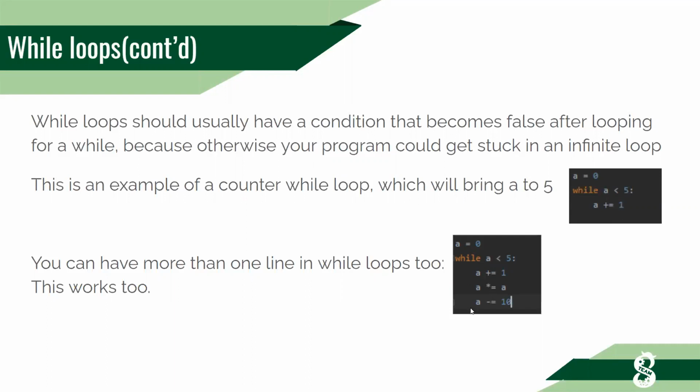Here you can also put more than one line in the code inside of your while loop, so you can have multiple things done. So this one will go through, while a is less than 5, it'll add 1, multiply it, square it, and subtract by 10.